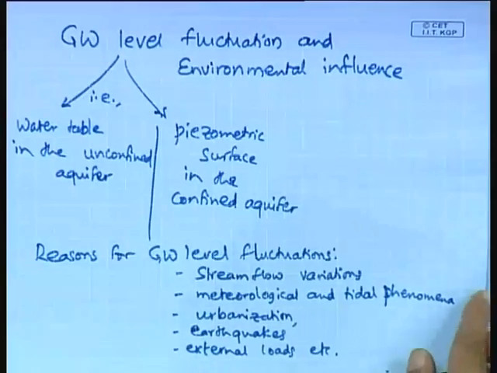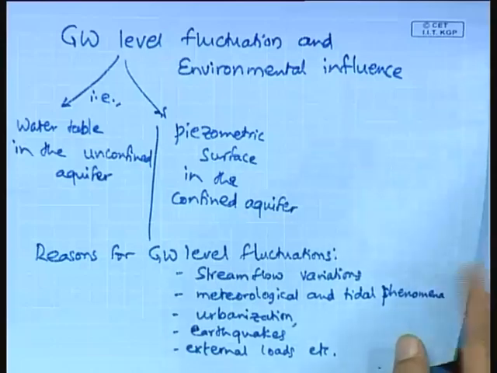So, these external loads, for example, if there is a dam or a barrage or such hydraulic structures, then due to this water load there will be a rise in the water table or the groundwater level, and in the downstream of a dam there may be a lowering of the water table. So, these are some examples of groundwater level fluctuations.